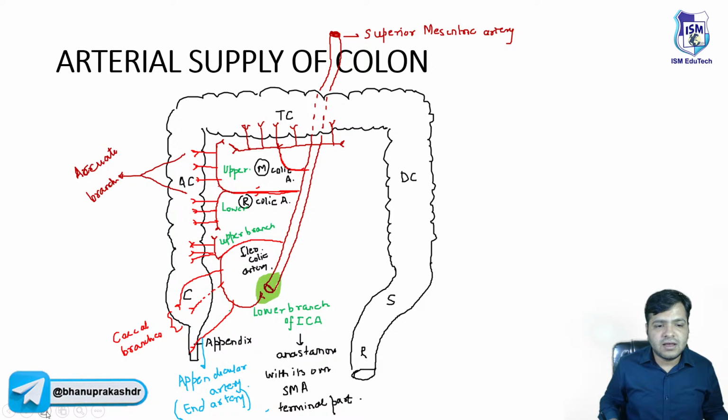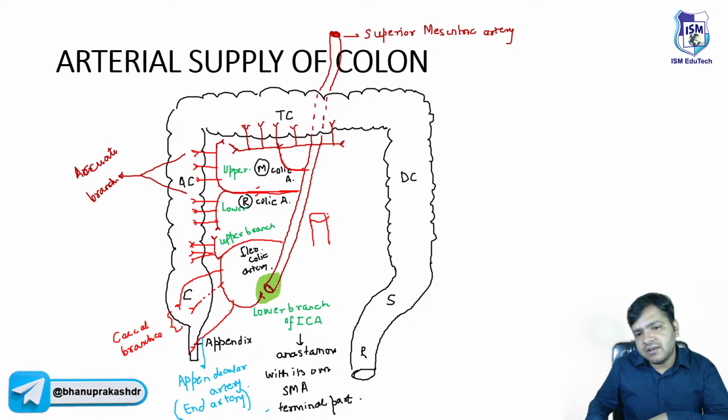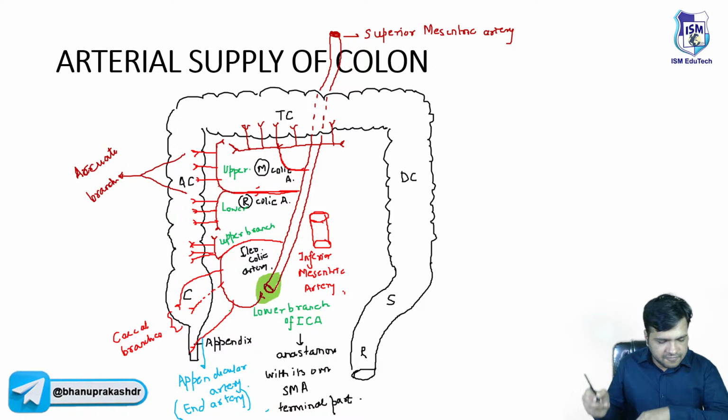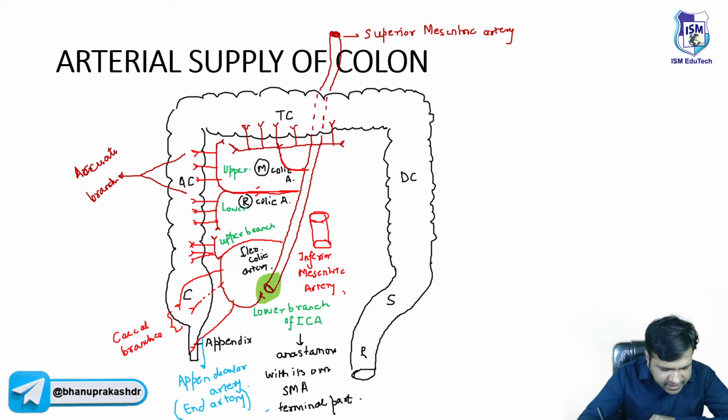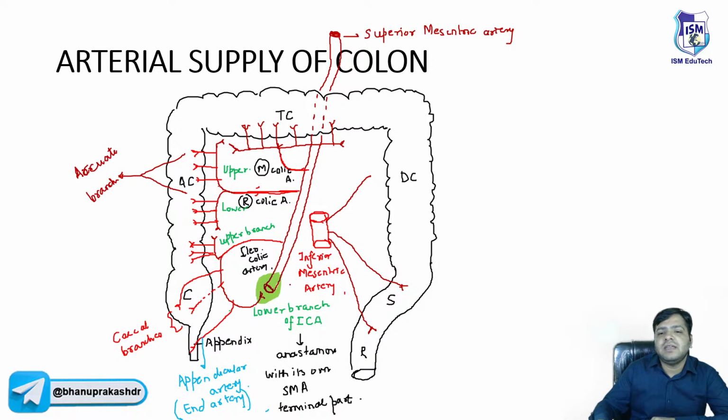Then, beta, coming on to the inferior mesenteric artery. Suppose this is the inferior mesenteric artery, so I'm writing it down. Can anyone tell me how many branches there are in the inferior mesenteric artery? Yes, we have three branches, beta: the left colic artery, the sigmoidal artery, and the superior rectal artery. The left colic artery again divides into the upper branch and the lower branch, again giving off arcuate branches.